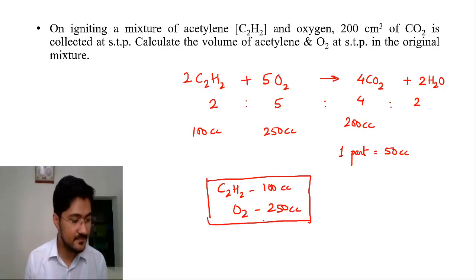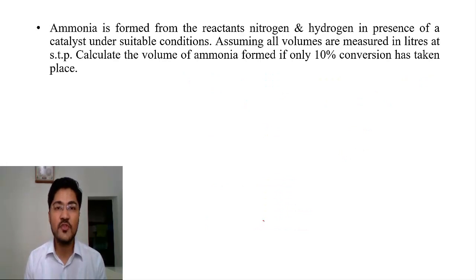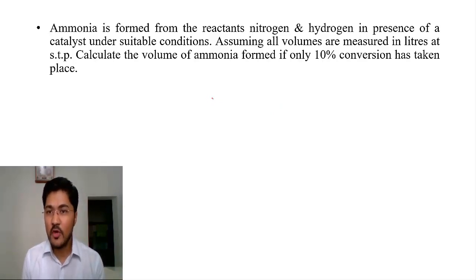Now let's see the next question. Ammonia is formed from reactants nitrogen and hydrogen in presence of catalyst under suitable conditions. Assuming all volumes are measured in liters at s.t.p., calculate the volume of ammonia formed if only 10% conversion has taken place. Now first of all, let's try and write a balanced equation.